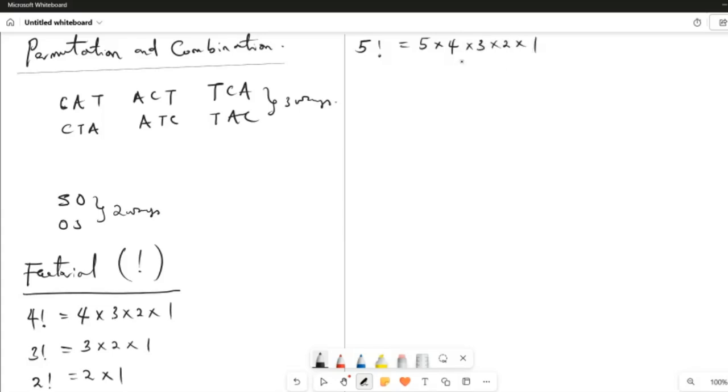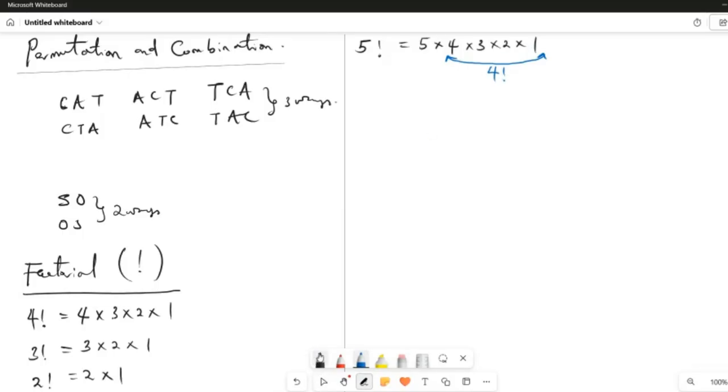So what do you observe? You start from that number, and you keep reducing until you get to 1. I hope that's clear. But there's something here that I also want you to observe. You see this 4 times 3 times 2 times 1. You will agree with me that it is the same thing as 4 factorial.